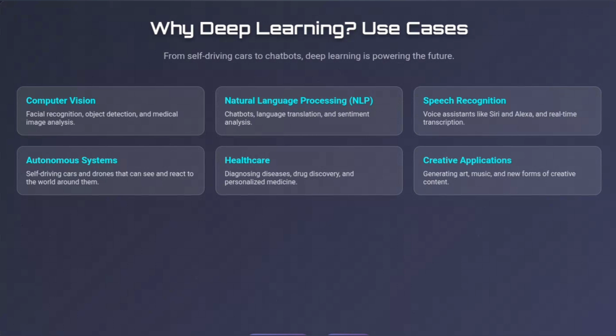For natural language processing, deep learning has given us ChatGPT, Google Translate, and voice assistants like Siri and Alexa. These systems can understand context, emotion, and even generate creative content. They're helping break down language barriers and making technology more accessible to everyone. In audio processing, deep learning powers speech recognition, music generation, and noise cancellation in your headphones. Musicians are using AI to create new compositions, and podcasters use it to enhance audio quality automatically.